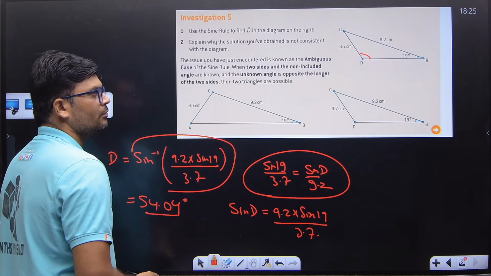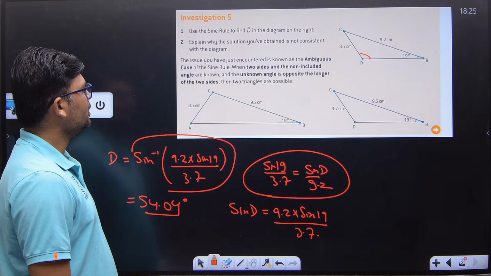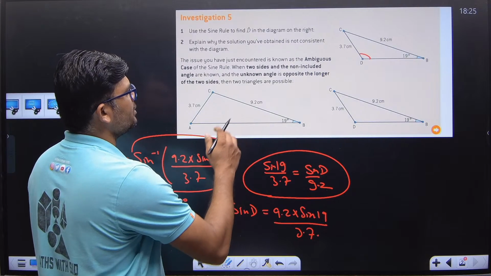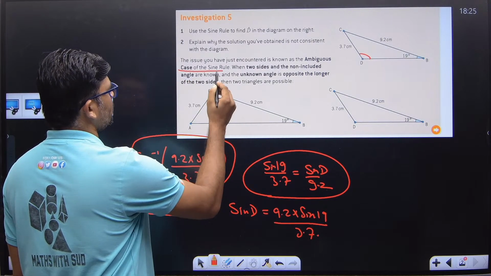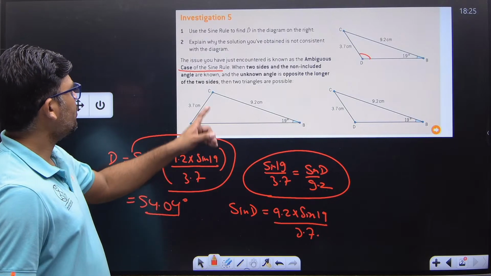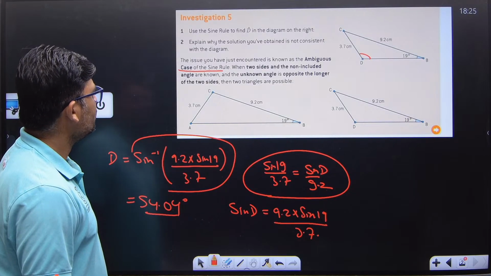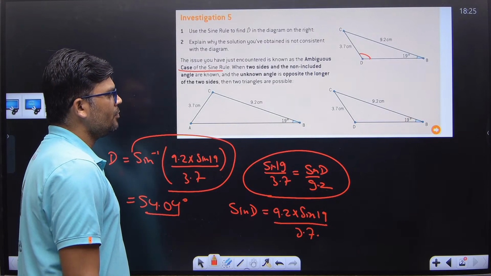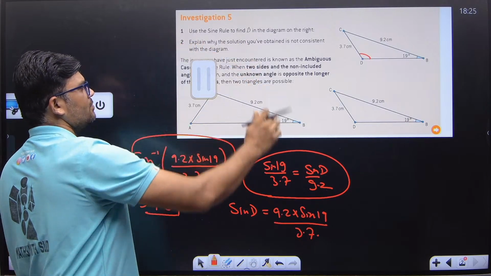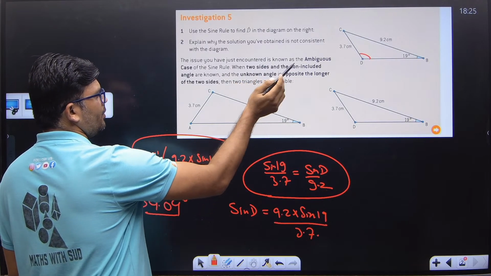Okay, now in the diagram, it's shown as an obtuse angle, but 54 is not obtuse. The issue you just encountered is known as the ambiguous case of the sine rule. Ambiguous means we don't know the value. When two sides and the non-included angle are known and the unknown angle is opposite the longer of the two sides, then two triangles are possible. Again, see this very important thing. This may come in the case study or some other kind of questions. Ambiguous case of the sine rule.